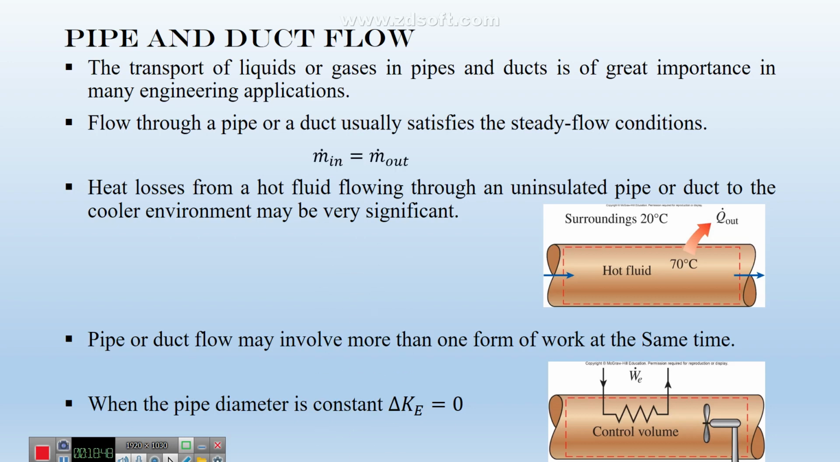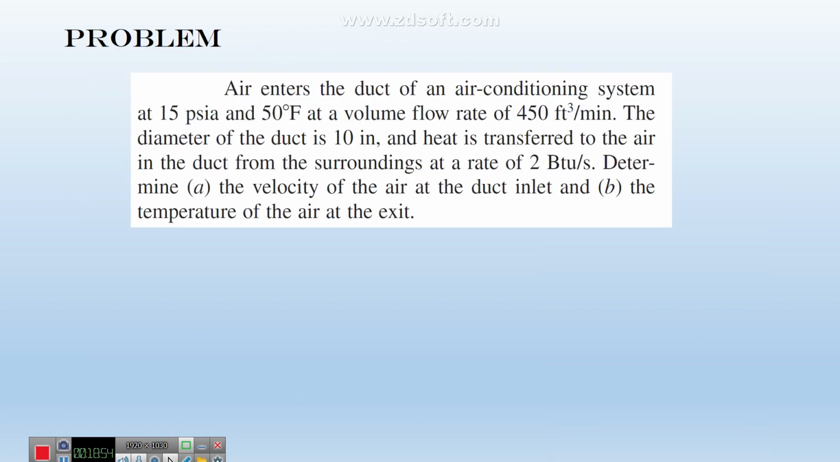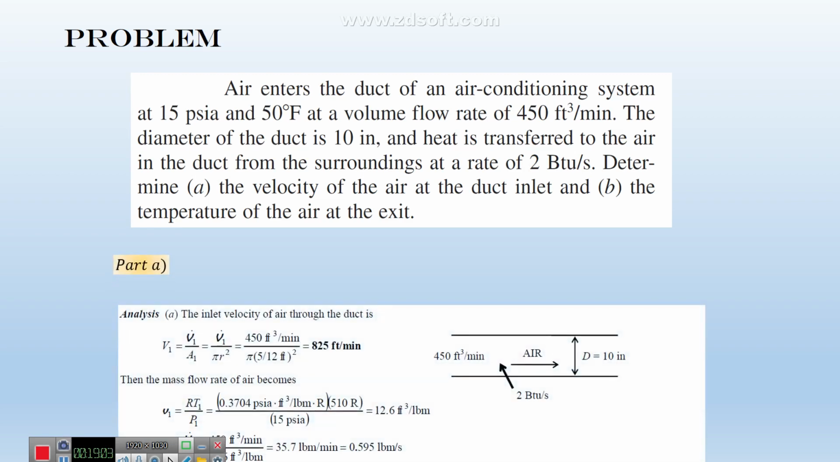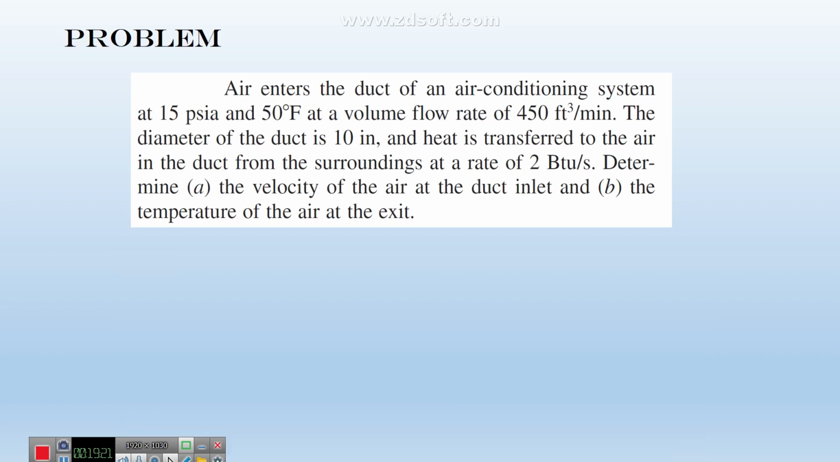So for the flow through pipe, you can assume that the m dot in equals the m dot out. And I have an example here. This is a very simple one. We already solved several examples for the pipe and ducts. Here you have a duct, and we have some information: the inlet pressure and temperature, and also the volumetric flow rate are known. We also know that the heat transfer rate to the surrounding is 2 BTU per second, and you're asked to find the velocity of air.